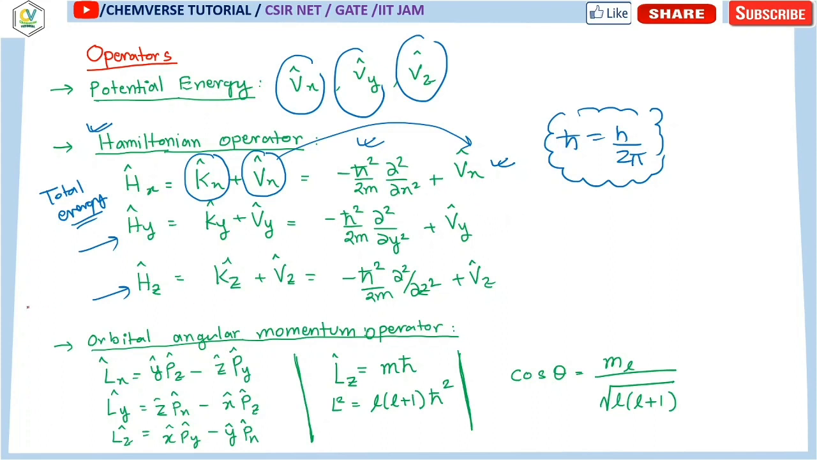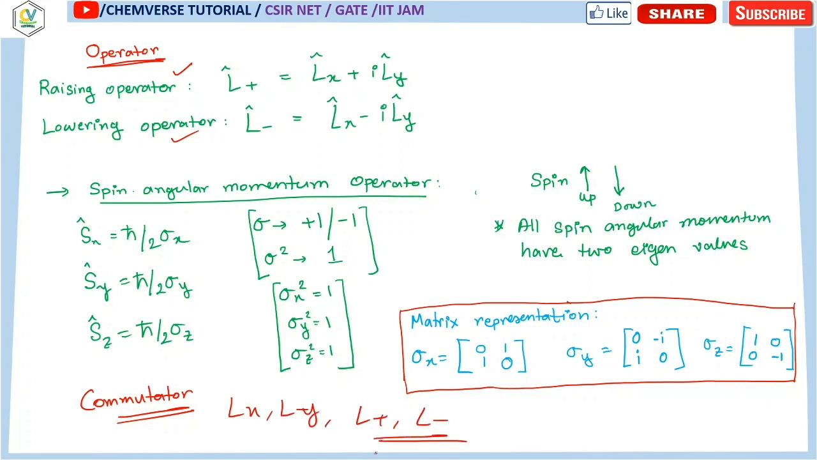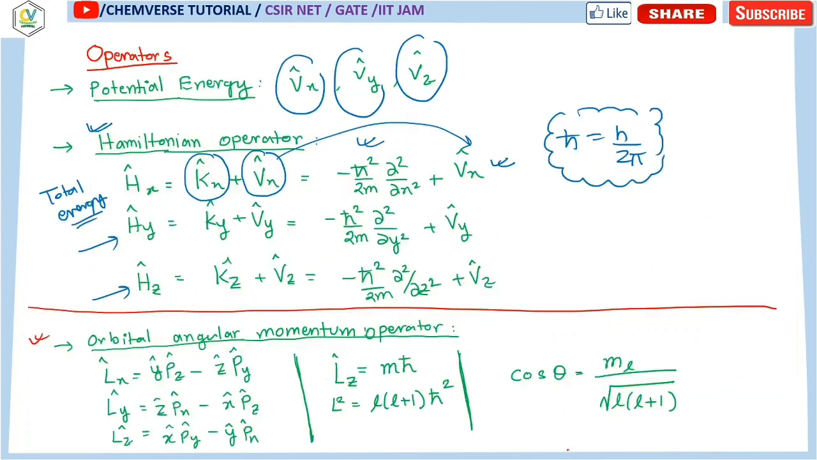Today I am going to stop my lecture on this slide. In the next video, I will discuss orbital angular momentum in detail, and then we will move on to the raising operator and lowering operator, and after covering that, we will move on to the commutator, where operators like Lx, Ly, L plus, L minus, and the spin angular momentum operators like Sx, Sy will all be discussed. So in the next video, we will get these topics.